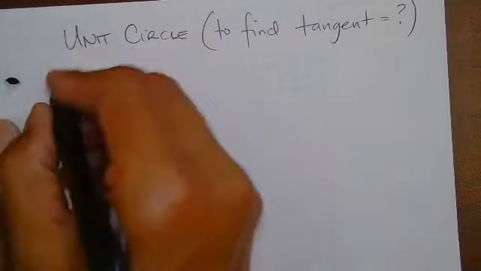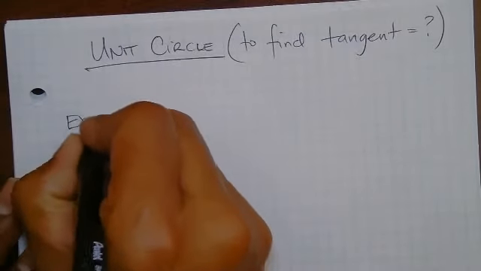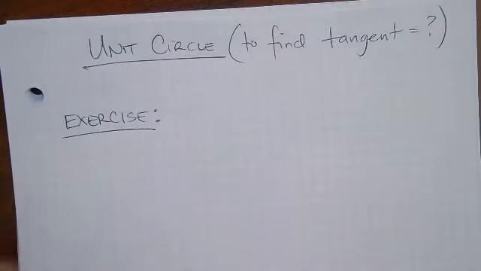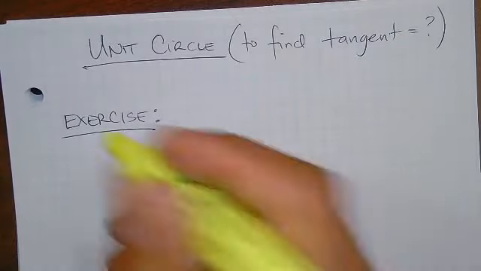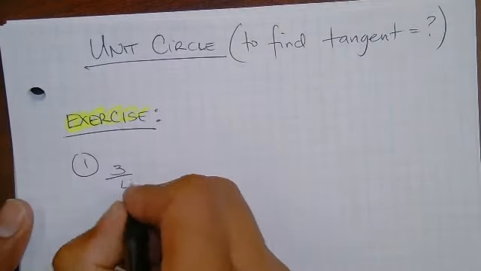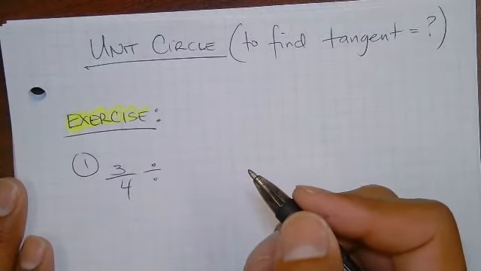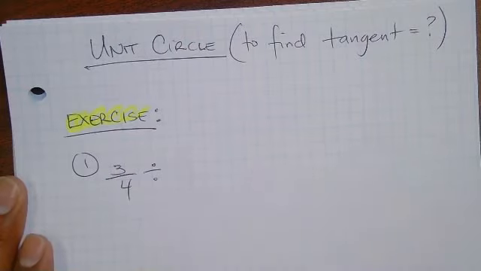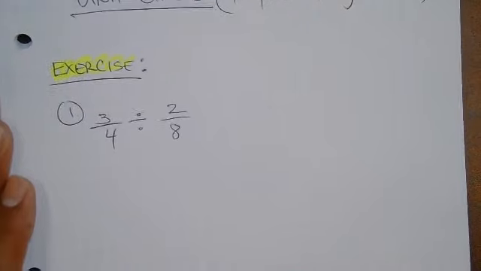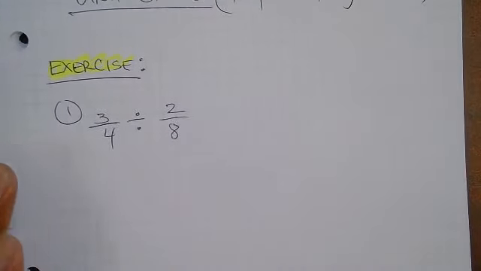All right. So before we use the unit circle and I show you all that, we're going to do a little bit of exercise here of something that you learned way before, but you need it here. Okay, here it is. How do you do this? 3/4 divided by 2/8. You started learning this since like 3rd grade or something. Anybody remember how to divide this?